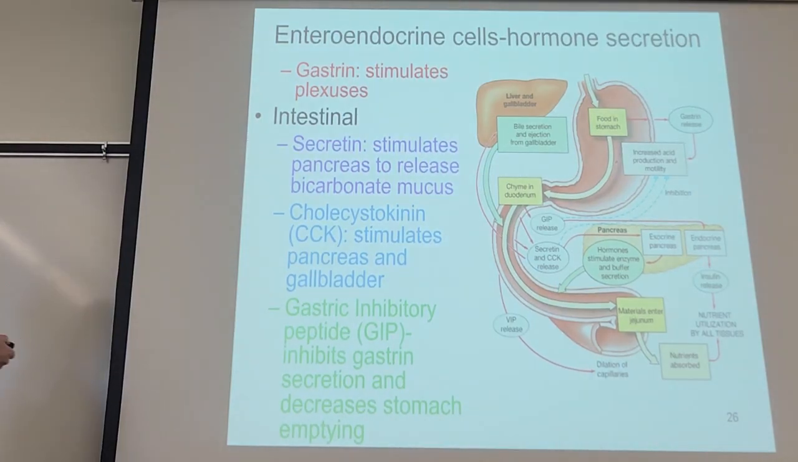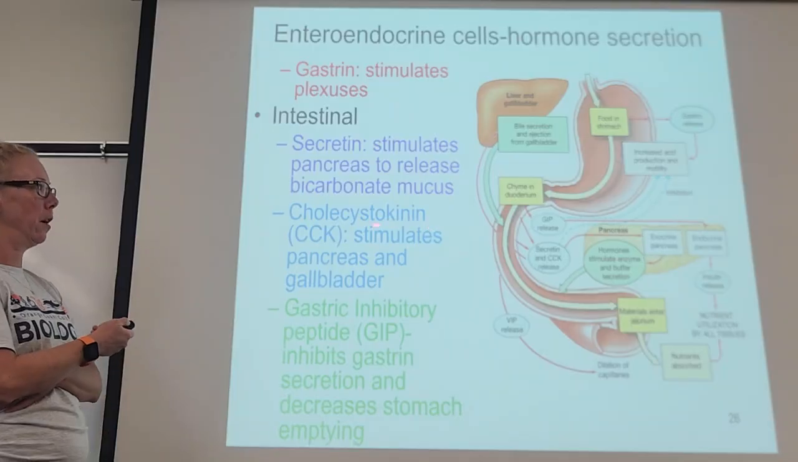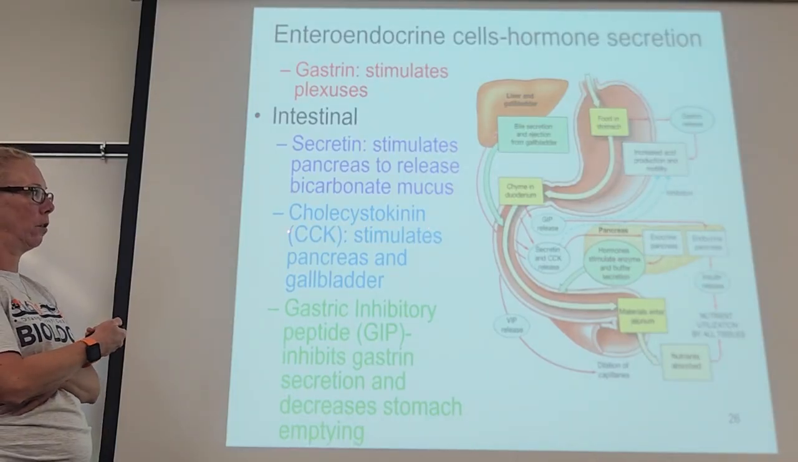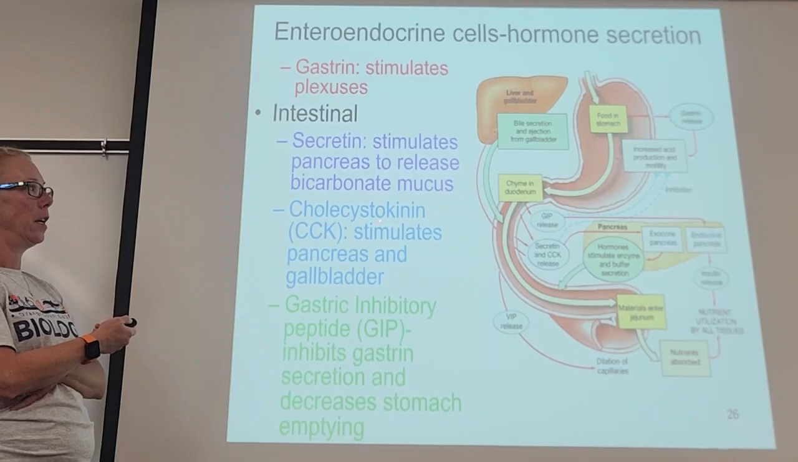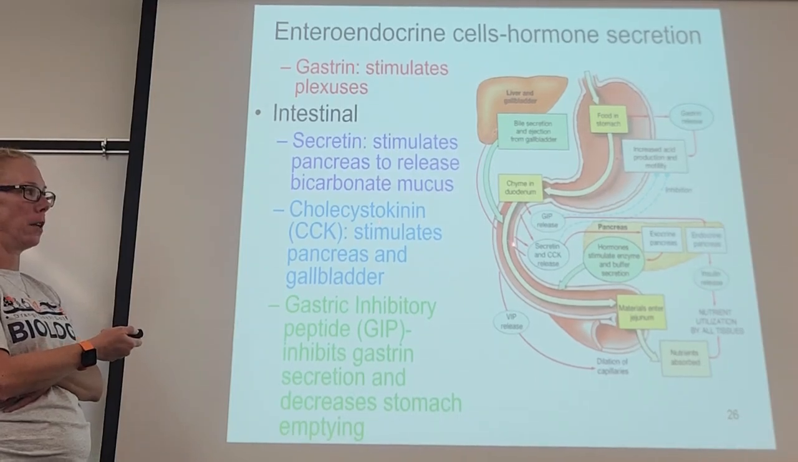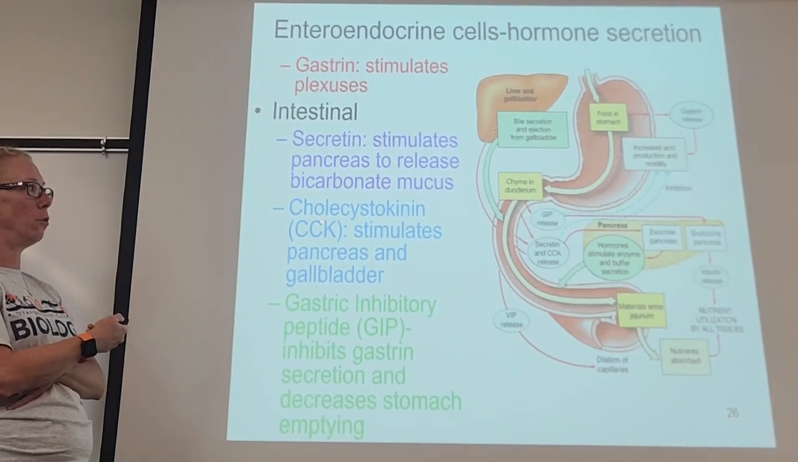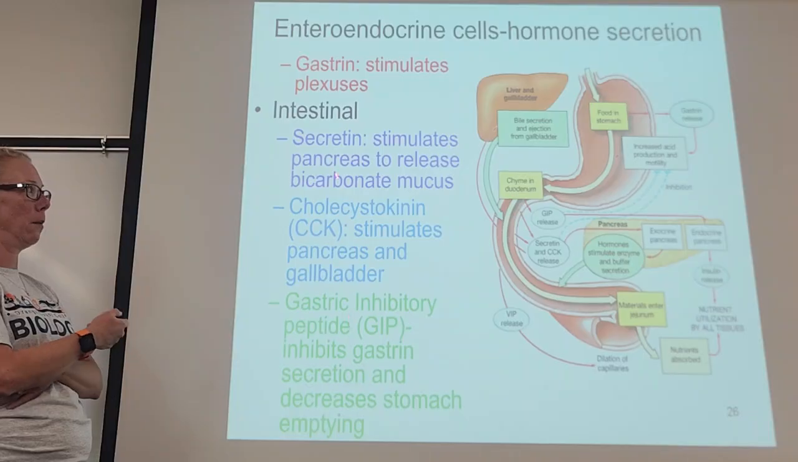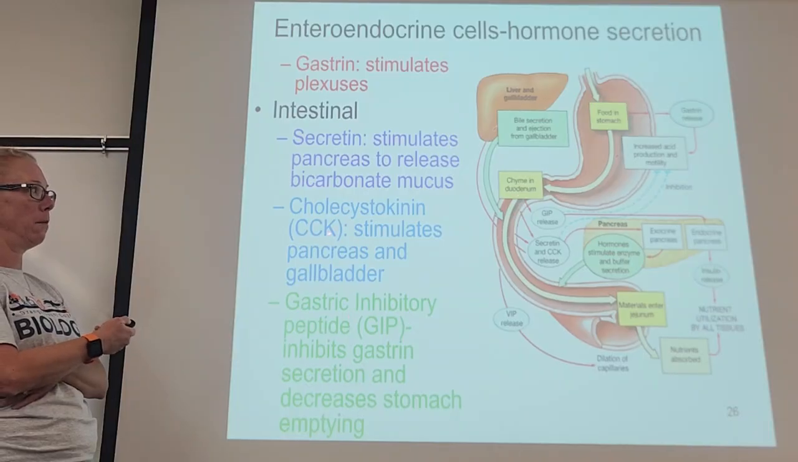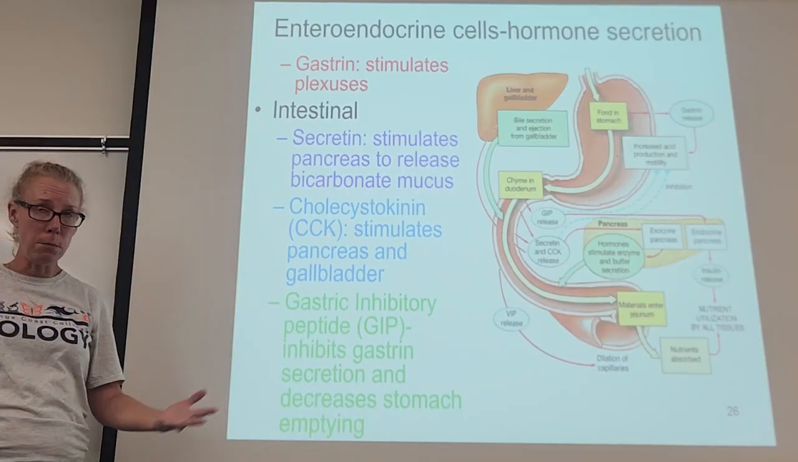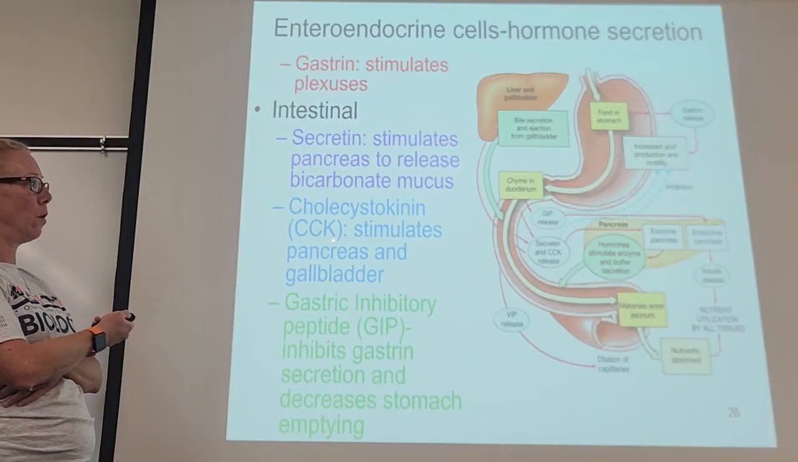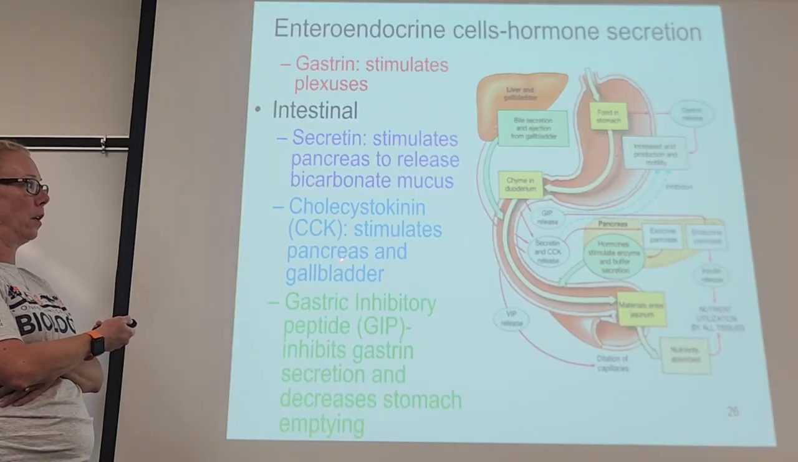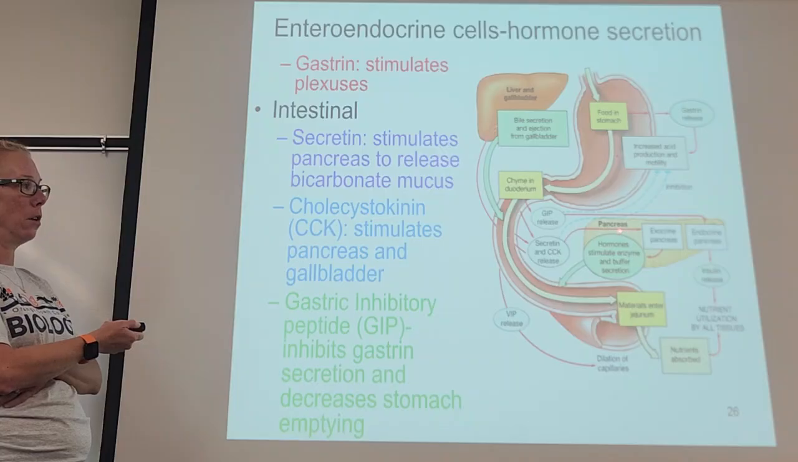Another one we've already talked about, CCK, cholecystokinin. Cholecystokinin is secreted from the small intestine, specifically the duodenum. All three of these that I'm talking about here are going to be secreted by the duodenum, because that's where the most absorption happens. It's got two targets.